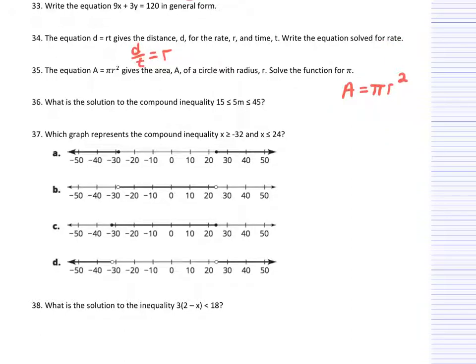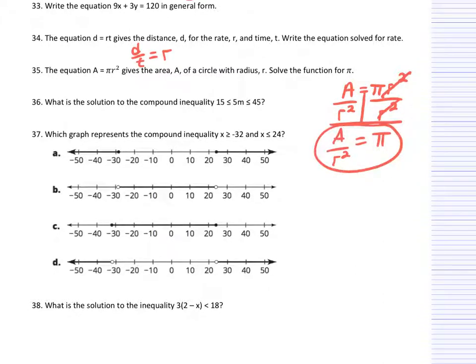Number 35, we are solving this function for pi. So when I look over here at my equation, I just simply say, what's happening to pi? Well, it's getting multiplied by r squared. And the opposite of multiplying by r squared is dividing by r squared. So I get pi equals area divided by r squared. And this is my equation solved for pi.